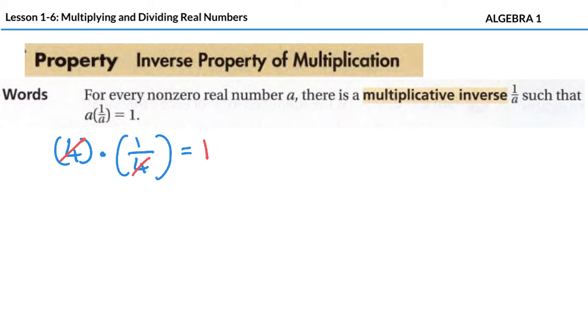Similarly, what will be the multiplicative inverse of negative 4? It's going to be negative 1 over 4. Good. Why? Because if I multiply negative 4 with negative 1 over 4, the answer is going to be 1. So now you know what inverse property of multiplication is. Whenever you have a real number, if that is multiplied by its multiplicative inverse, then the product is always 1.